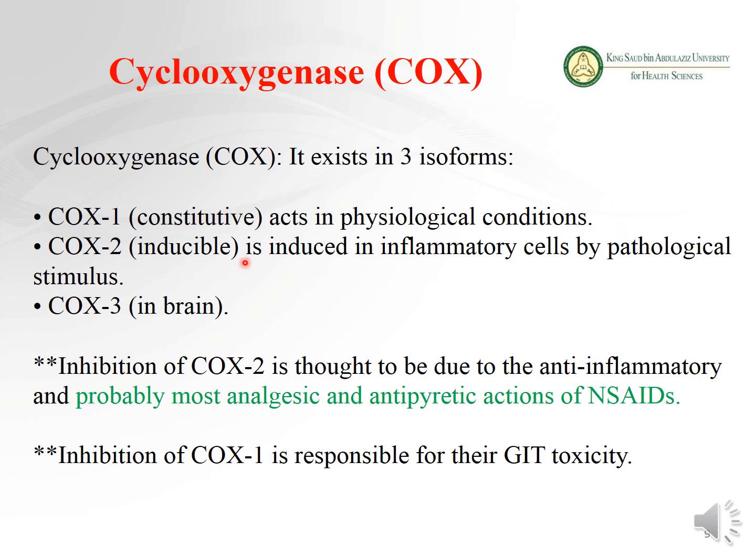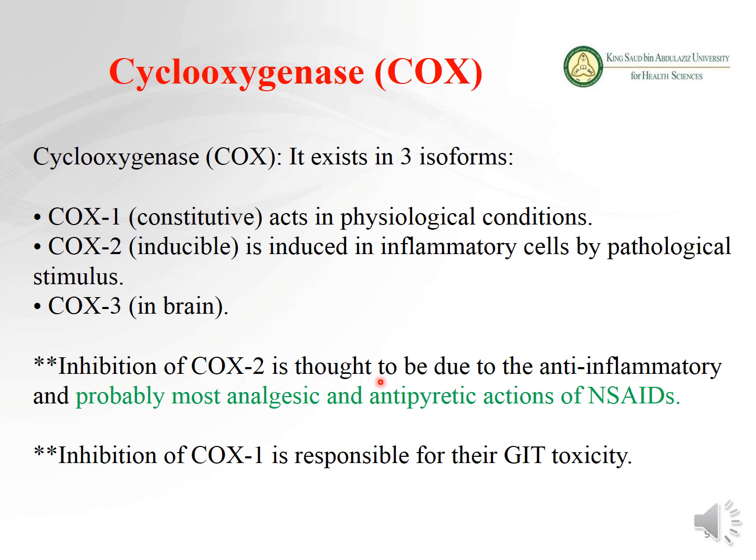COX-2 is induced in inflammatory cells by pathological stimulus. Whenever there is pathological stimulus, then this COX-2 is induced, and it causes the formation of inflammatory mediators. While COX-3 is mainly in the brain, and it has more antipyretic effect. It can decrease the temperature of the body, or fever.